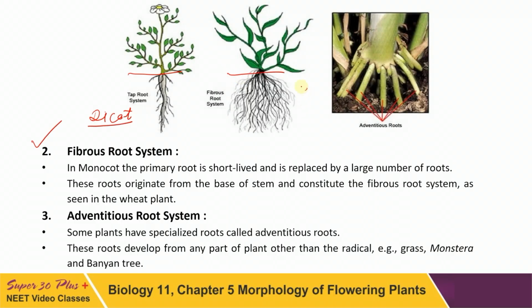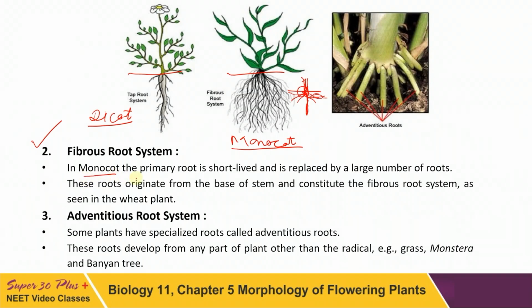What is here? The seed will germinate, the radicle will come out, but this radicle is short-lived. But the plumule will develop into the stem. From the lower portion of the stem, many delicate fiber-like structures will come out, and that is known as fibrous root. This fibrous root is characteristic of monocot plants, right? So we can see here the fibrous root system.